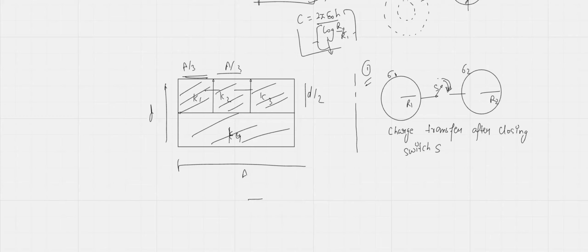Basically, this kind of capacitor was given to you. What they did, first they put something in it, then like this and this. Then they are asking what is the capacitance in between.